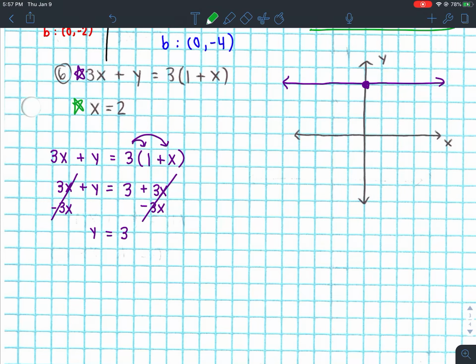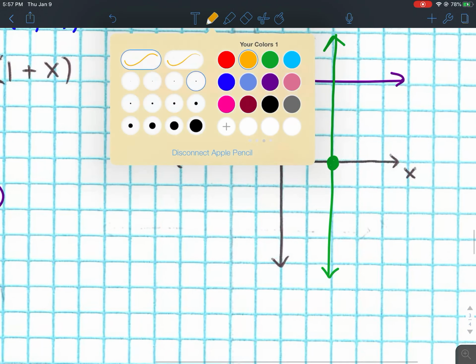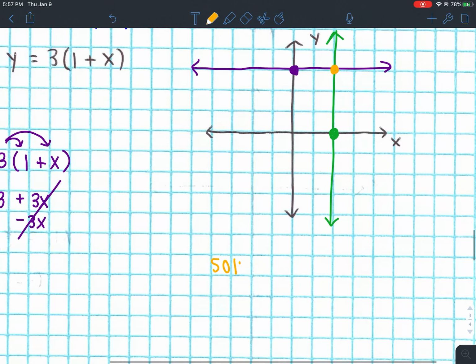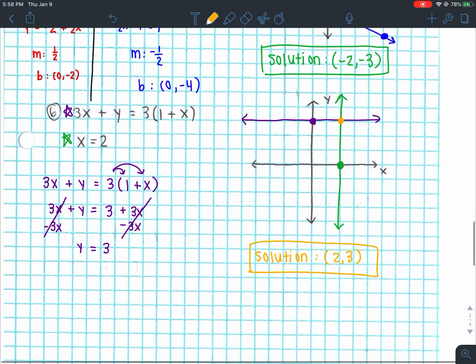All right, and then the second equation we have is x equals 2. So we're going to look at the x-axis, okay, and we're going to plot a point at positive 2. And this line's going to be a vertical line. And you're like, well, is this no solution? Because I don't see a point where they cross. But remember, we only plot one point, but there's an infinite amount of points on that line. So they do cross at a point. They cross right here. And what is that solution point? It is 2, 3.